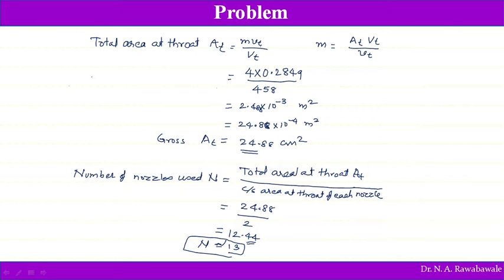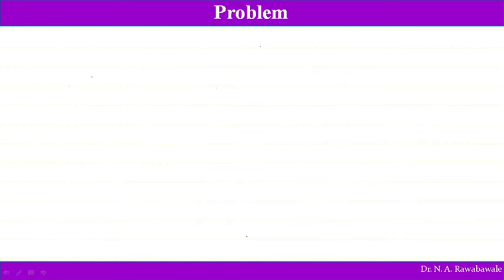Then we have to find out velocity at exit. To know it, area at exit, A2, can be obtained by m into v2 divided by V2. So we need to find out specific volume at exit and velocity at exit. To know specific volume at exit, we must know dryness fraction of steam at exit, x2. Therefore first of all we will obtain x2.